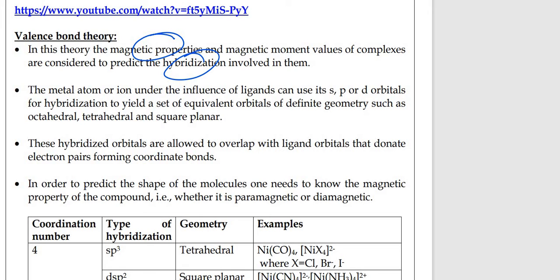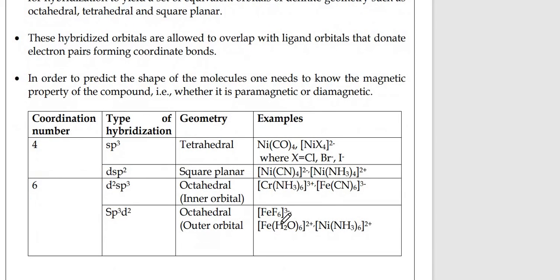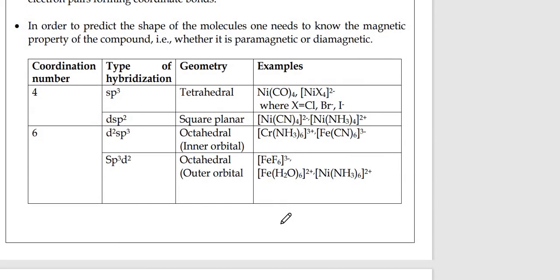Now it says that the metal, under the influence of the ligand, uses its orbitals like s orbital, p orbital, or d orbital, or (n minus 1)d orbital, and it hybridizes. When it hybridizes, these hybrid orbitals overlap with the ligand and make a coordinate bond. And we can predict the geometry as well as the magnetic property of the compound.